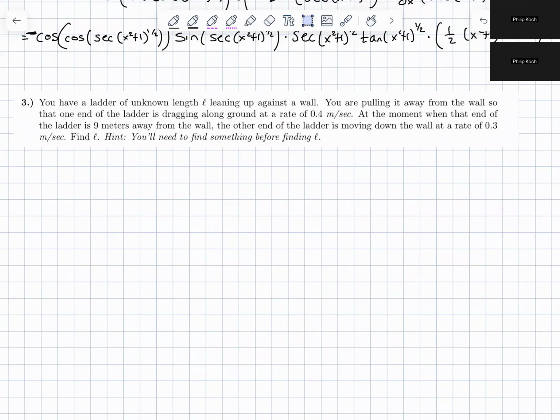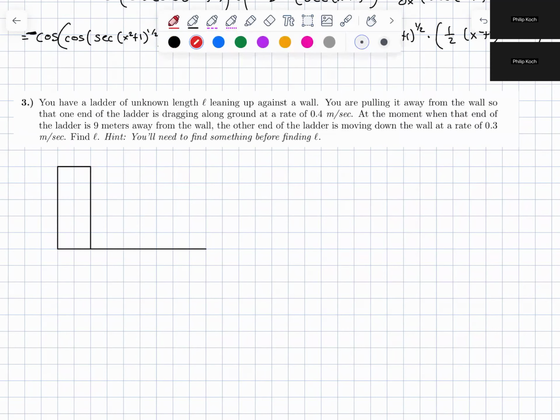Okay, so let's go ahead and draw a picture because that'll help us figure things out. Here's our building. Here's our ladder. Pretty sweet ladder, if I do say so myself. It's being pulled away, which means that this is going down. And this is an unknown length L. This is an unknown distance X, and this is an unknown distance Y.